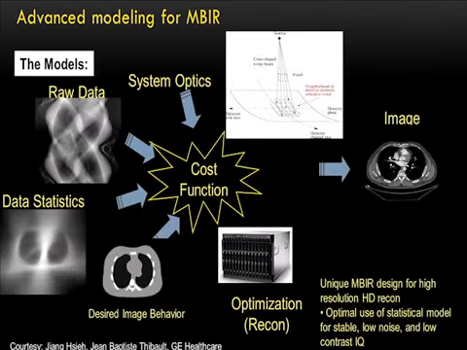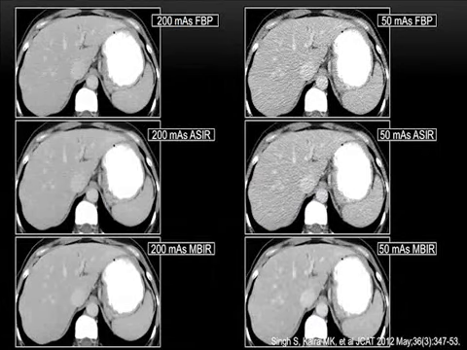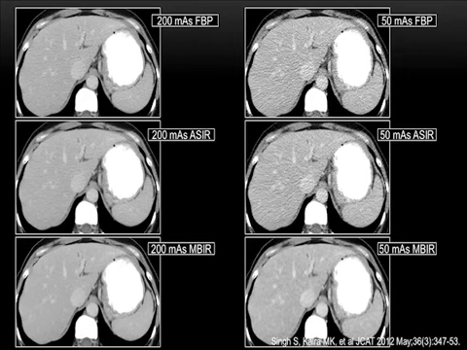I have a few more minutes to discuss quickly the MBIR, which is this technique from GE, the fully iterative reconstruction. It includes the system optics information, the statistical models, and a desired image behavior. It's got some regularization term over here to generate the final image. Let's see how MBIR affects an abdominal CT.